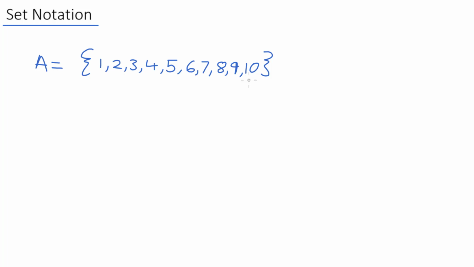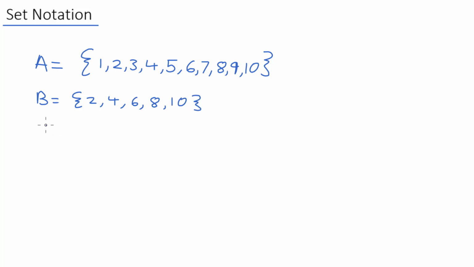Remember, a set has to have unique elements. It cannot have repeated elements. Let's form another set, for example, B. This will be the even numbers from the set A. So that is 2, 4, 6, 8 and 10.